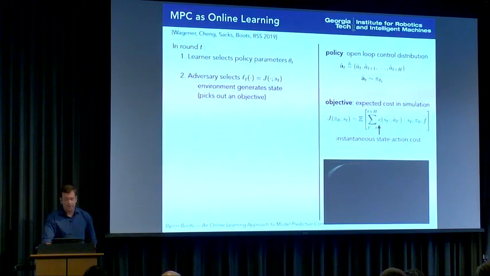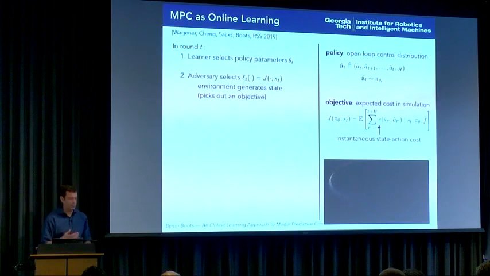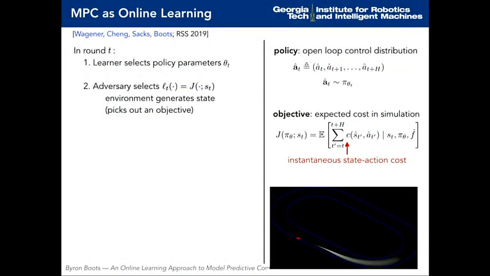Our objective is then going to be the expected cost under the simulated state action distribution starting from this current state ST. And this includes terms like stay near the center of the track, drive as fast as possible, minimize acceleration, kind of the common types of costs that you see in robotics.